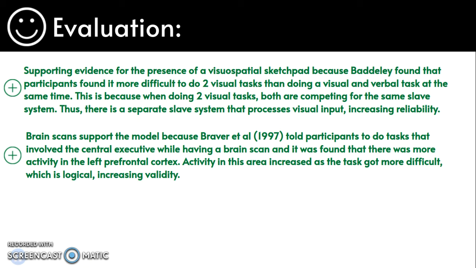When it comes to evaluating the working memory model, we have a strength, which is there's supporting evidence for the presence of a visuospatial sketchpad, because Baddeley found that participants found it more difficult to do 2 visual tasks than doing a visual and a verbal task at the same time. This is because when doing 2 visual tasks, both are competing for the same slave system. Thus, there is a separate slave system that processes visual input, increasing reliability.